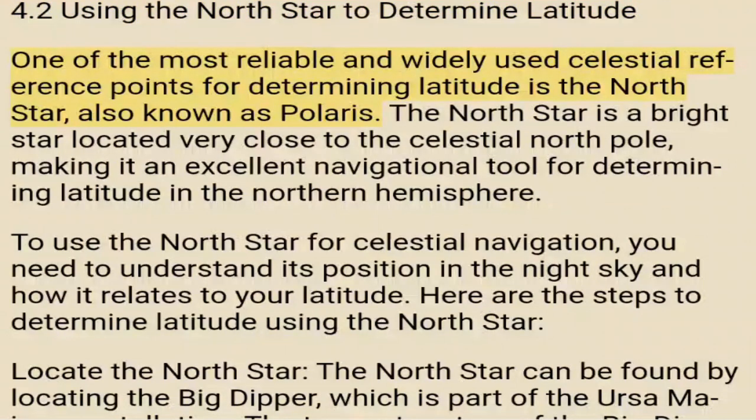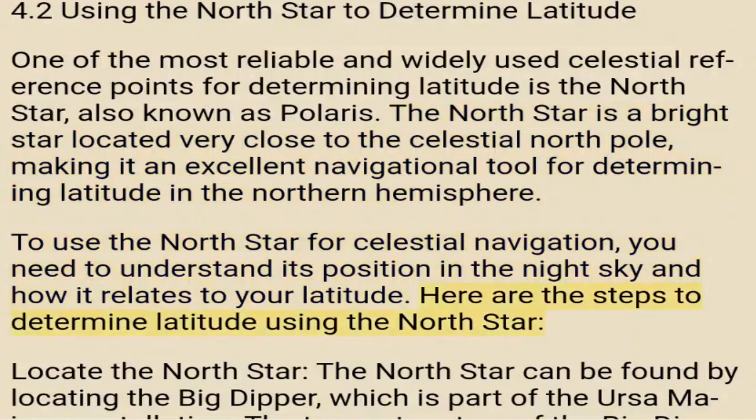4.2 Using the North Star to determine latitude. One of the most reliable and widely used celestial reference points for determining latitude is the North Star, also known as Polaris. The North Star is a bright star located very close to the celestial North Pole, making it an excellent navigational tool for determining latitude in the Northern Hemisphere. To use the North Star for celestial navigation, you need to understand its position in the night sky and how it relates to your latitude.